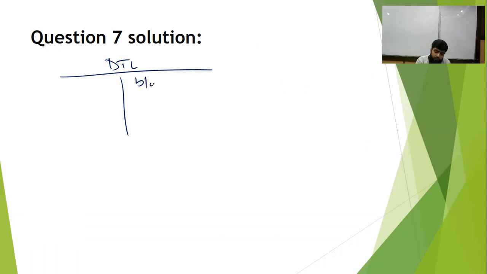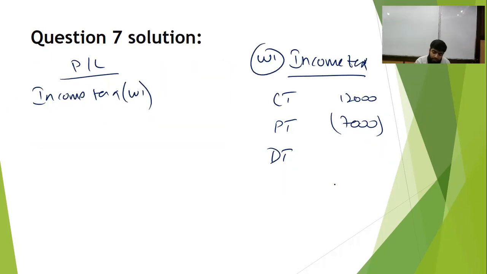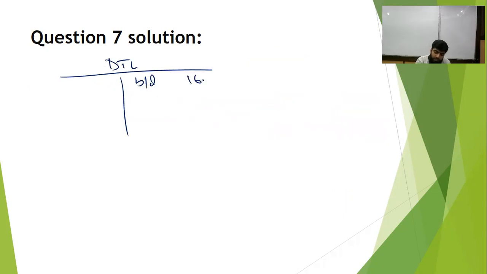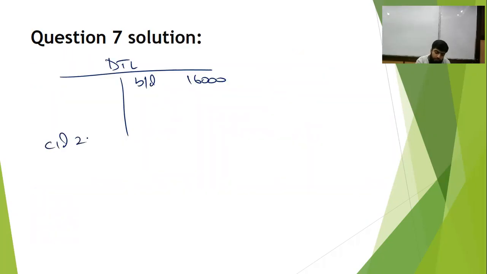We have been provided with the opening balance of deferred tax liability, that is 16,000 credit balance. We have been provided with the closing balance as well. That is 23 million is the deferred tax liability closing balance. Now, the difference would be the deferred tax expense for the year.